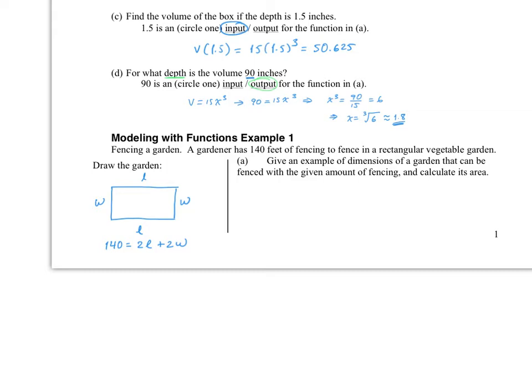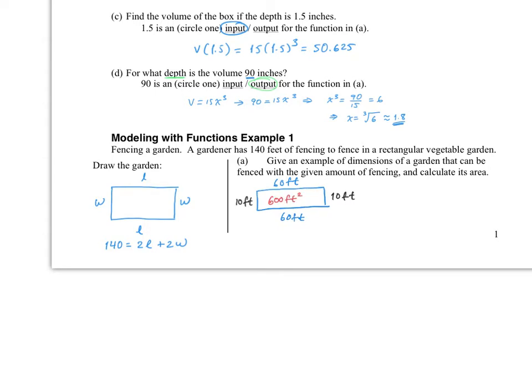Now this is asking you to give an example of the dimensions of a garden that has this restriction, and to find the area. For example, we can do something like this. Let's say this is 60 feet. Therefore, this one has to be 60 feet. That's 120. So this has to be 10 feet, and this has to be 10 feet. Otherwise, it will not be a rectangle. And the area, remember, is base times height, so this will be 600 feet square.